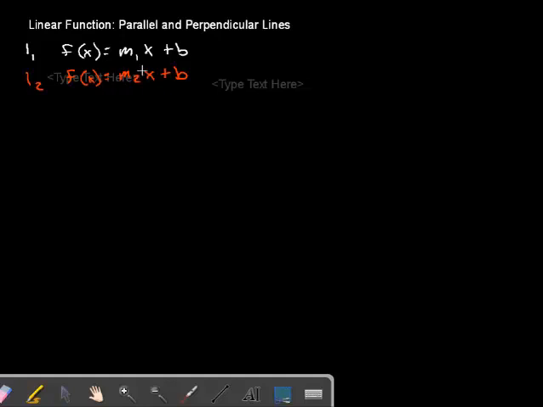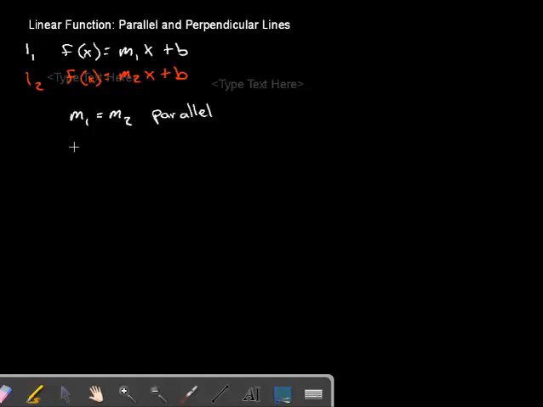So for parallel and perpendicular lines, the rule is for a parallel line, m1 has to equal m2. This means that the lines are parallel. So if m1, or slope of the first line, equals the slope of the second line, then the lines are parallel.